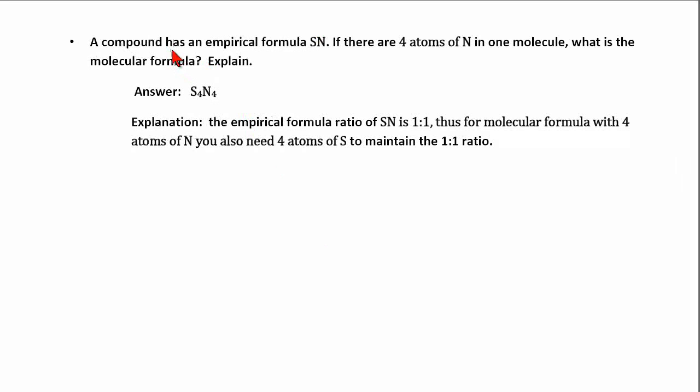Let's look at another example. A compound has the empirical formula of SN. If there are 4 atoms of N in one molecule, what is the molecular formula? Well, there's a 1-to-1 ratio of the atoms in this molecule. So if I have 4 atoms of nitrogen in one molecule, that means I have to have 4 atoms of S, or sulfur. So it's S4N4.